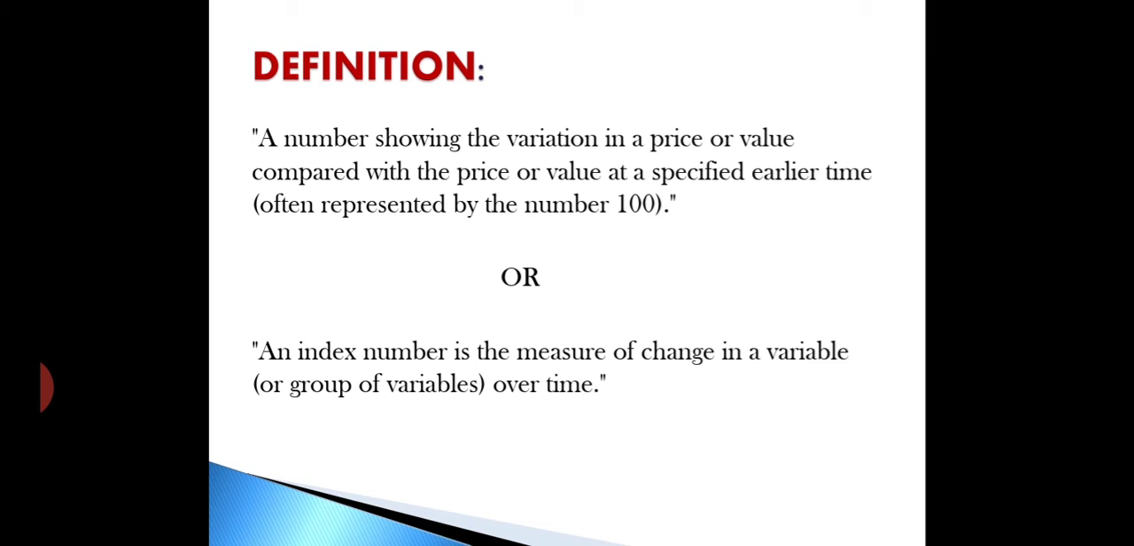Index number can be defined as a number showing the variation in a price or value compared with the price or value at a specified earlier time, and it is often represented by the number 100. Another definition of index number is that an index number is a measure of change in a variable or group of variables over time.